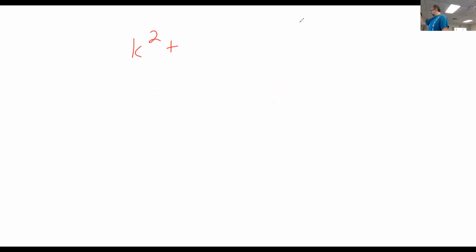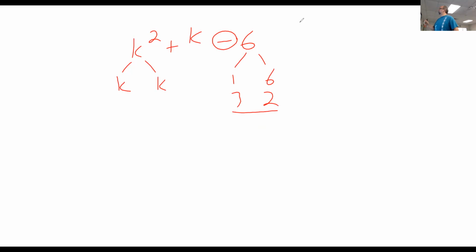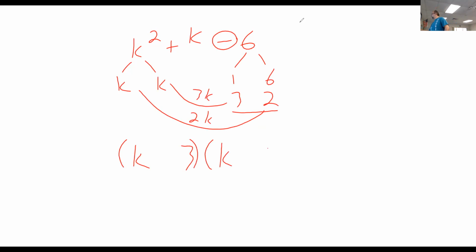k squared plus k minus 6. Separate out the terms, k and k, and then 1 and 6 and 3 and 2. We'll see the last sign is negative, so it looks like we're going to be at 3b. We're going to be subtracting to get the middle term. So 3 minus 2 will give us the 1k. So we have 3k minus 2k gives us 1k. So we're going to have k and k, and then 3 and 2.